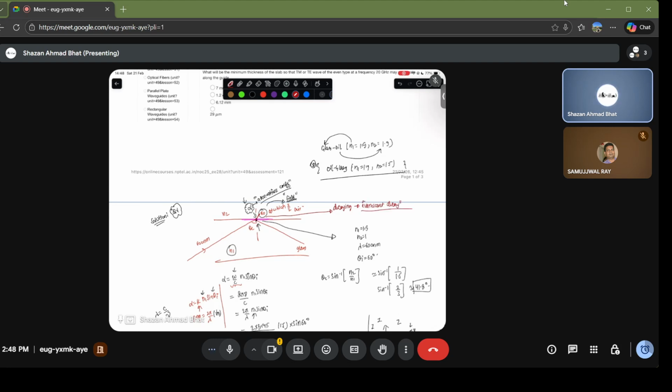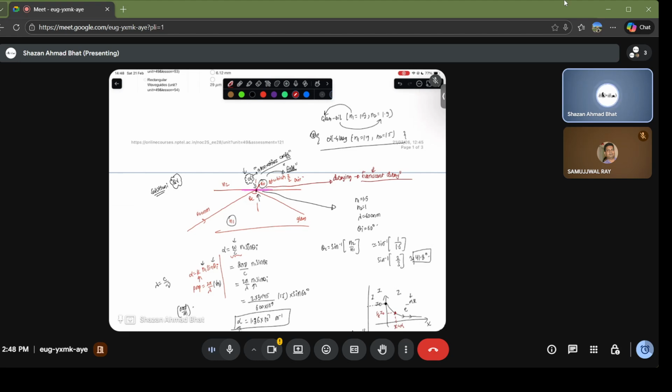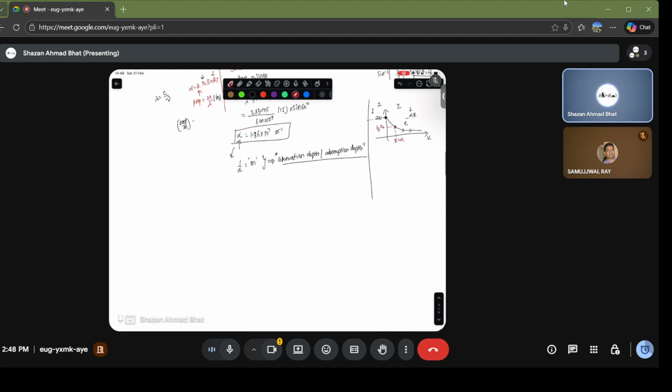Just don't go through the names. It's just a name, evanescent decay. Okay, and we need to find the distance x naught at which the field drops by 2. That means at which the field becomes half.